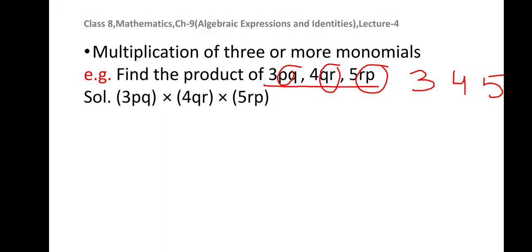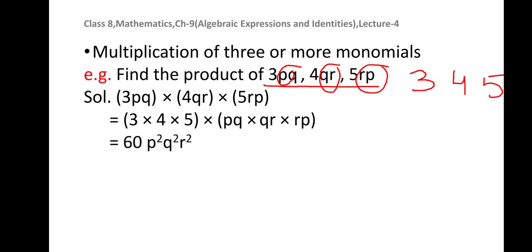These are the steps. We need to multiply these. I have written it like this: 3pq multiplied by 4qr, then multiplied by 5rp. Then simply, as I told you, take the product of numerical coefficients and the product of literal coefficients. Your answer will be 60p square q square r square.